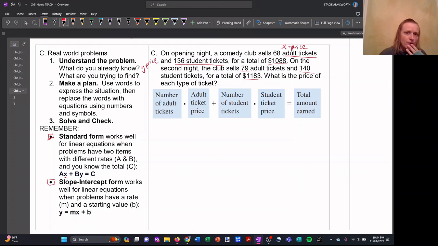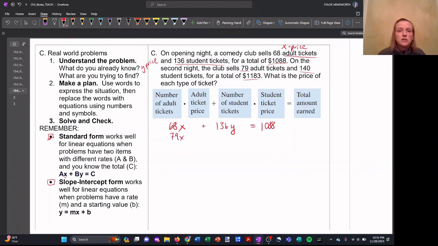Here I know the number of tickets of each type being sold. So if I know the number of adult tickets sold and I multiply that times the price, which I don't know, but I've given it a variable, so I'm going to use x. And then I add that to the number of student tickets sold. Sorry, that's 136 times that student ticket price, which is y. I don't know the number, but I've given it a variable. That all together is going to equal that total money made of $1,088.